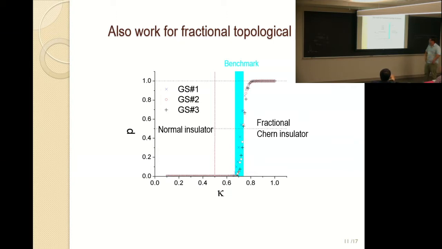What's the Hamiltonian? This doesn't have a Hamiltonian, but the mean field Hamiltonian is the Chern insulator Hamiltonian. So we take the Chern insulator Hamiltonian, we solve for the ground state, and then we do a projective construction. Oh, it's a wave function. It's a wave function.